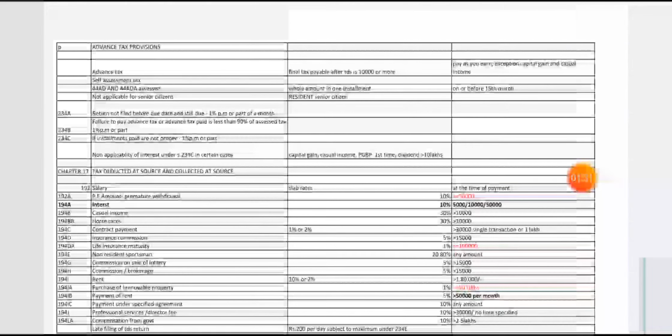Okay. So what is advance tax? Final tax payable after TDS is 10,000. After deducting TDS, the amount is 10,000 or more. This is also known as pay as you earn income, which may come in MCQ. The exception is capital gain and casual income.